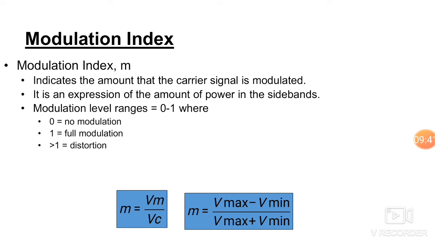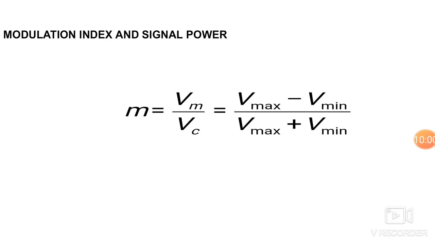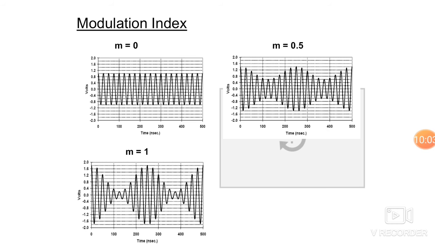If m is equal to 0, there is no modulation, and if m is equal to 1, that is full modulation, or critical modulation, or 100% modulation. And if the modulation index m is greater than 1, that is called distortion, that is, the output is a distorted signal. So always it is represented as (Vmax − Vmin)/(Vmax + Vmin). For m equal to 0 there is no modulation, for m equal to 1 that is critical or 100% modulation, and the first diagram is for m equal to 0.